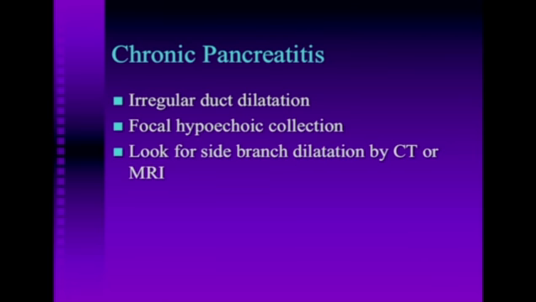There was the irregular ductal dilatation, a focal hypoechoic, not anechoic, collection, which looked all the world like a tumor. If you're able to see the side branch dilatation by CT or MRI, you might suggest the diagnosis. And then again, if you see those echogenic shadowing stones within the pancreatic duct, you might think, well, maybe this person's had recurrent pancreatitis, therefore the calcifications, and then you might be able to think about something other than tumor in this case.